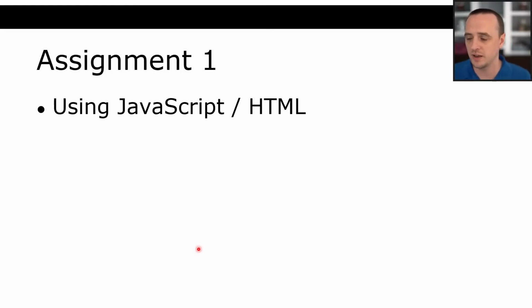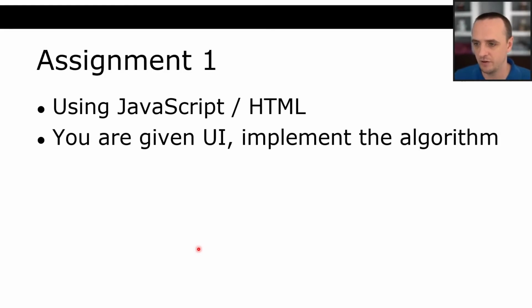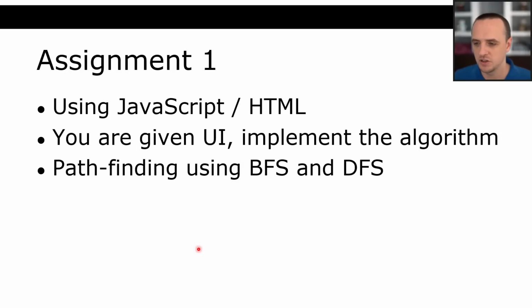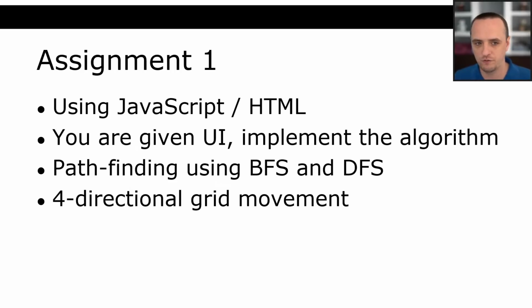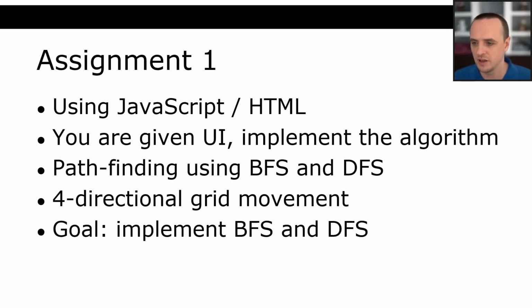In assignment 1, again, we're using JavaScript and HTML. You are given the UI. You have to implement the algorithm. You are implementing path finding using breadth first search and depth first search. Very, very simple algorithms that I've already given to you. You are doing 4-directional grid movement, and the goal is to implement both BFS and DFS.